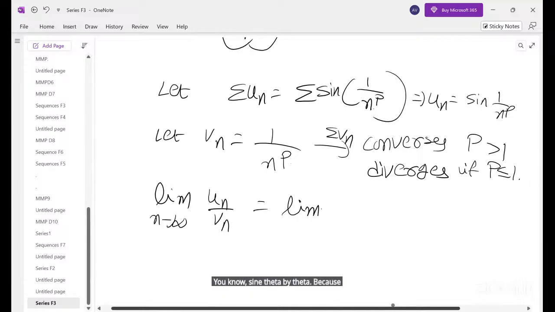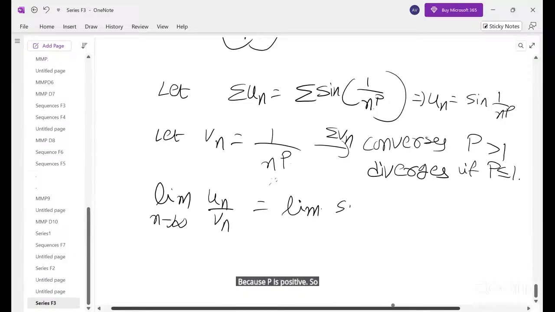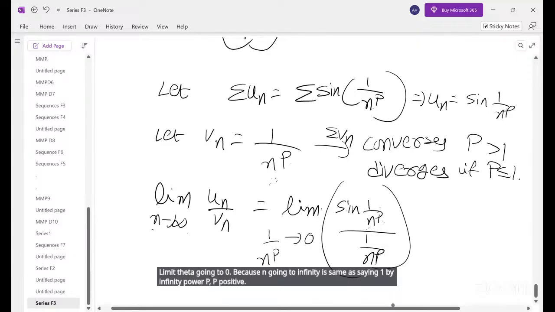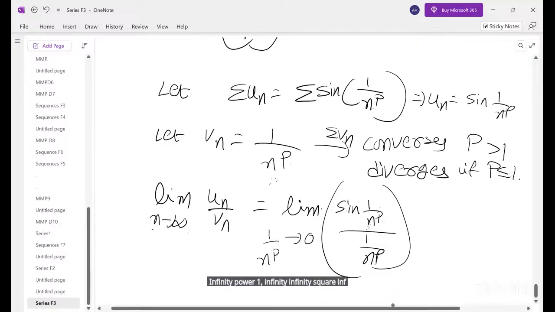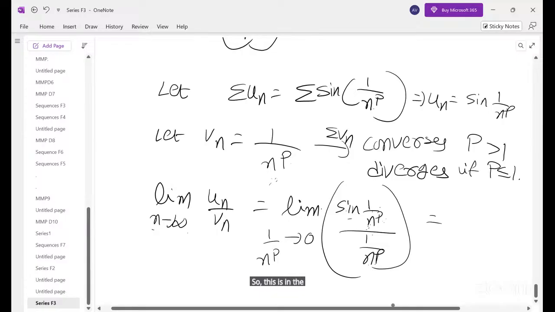Because p is positive, 1/n, 1/n^2, 1/n^3: as n tends to infinity, this will go to 0. So the limit of sin(1/n^p) by 1/n^p is in the form sin theta by theta with theta going to 0. Because n going to infinity means 1 by infinity to a positive power, which is 0. So this is sin theta by theta, limit theta going to 0, which is 1, not 0.